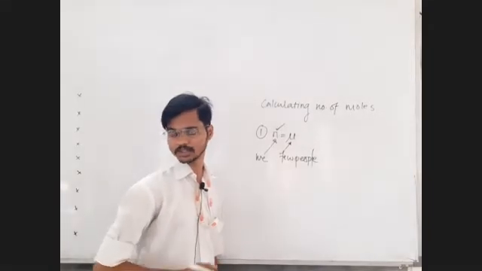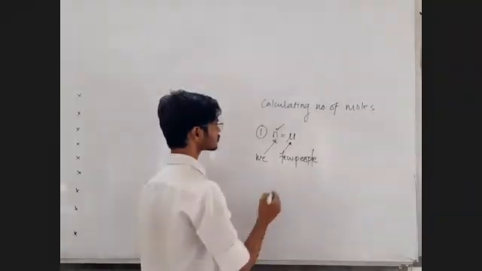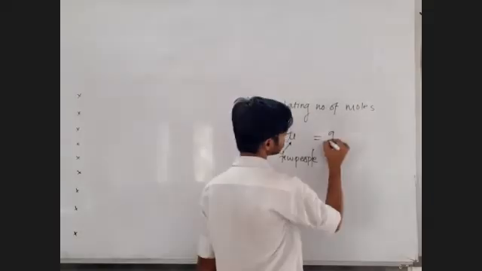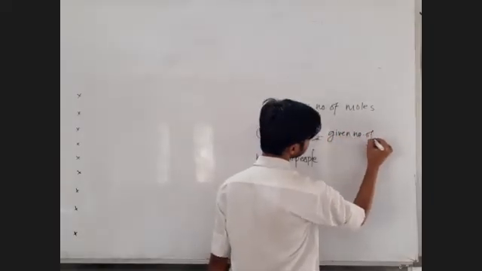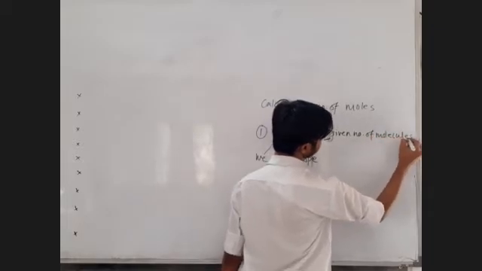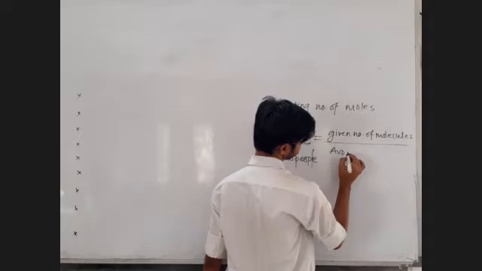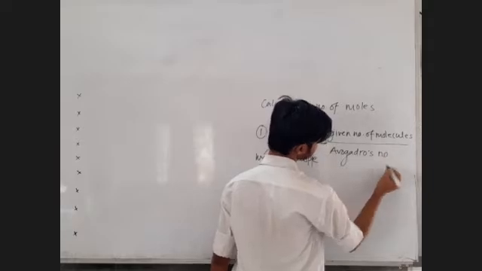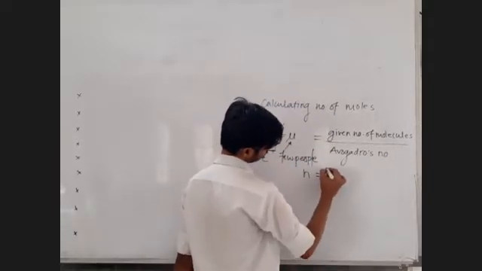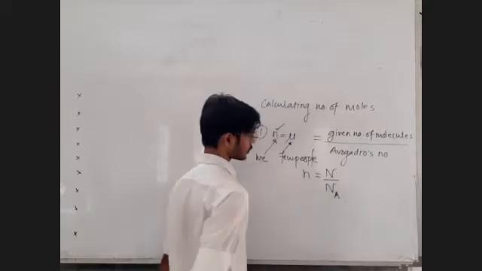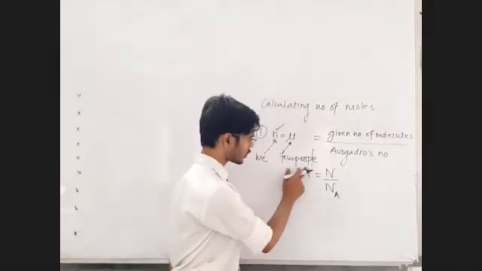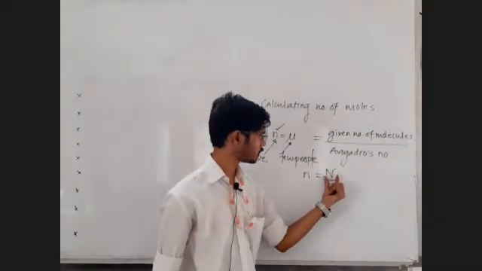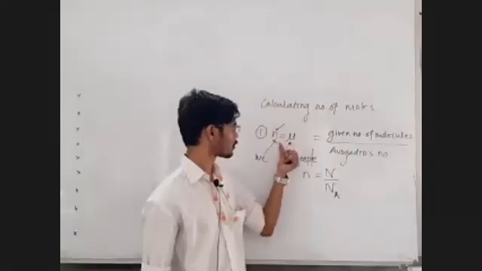So n is equal to mu is equal to number of moles. How to calculate number of moles? Very simple. Write down: given number of molecules divided by Avogadro's number. So small n is equal to capital N upon Na. Always remember these symbols. We are going to conserve our notations. For given number of molecules I will be using the symbol capital N, Avogadro's number Na, and number of moles n.